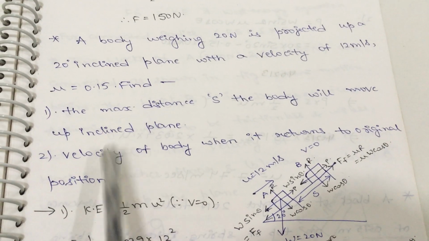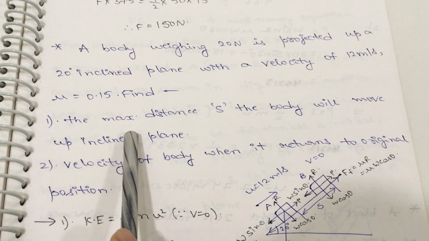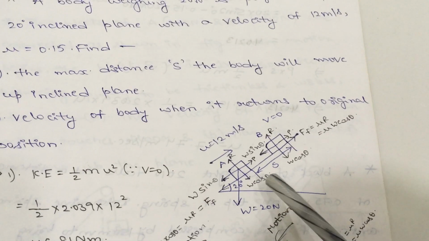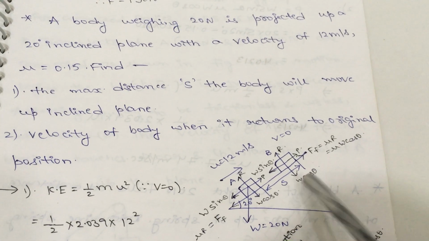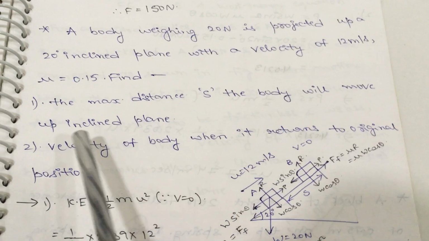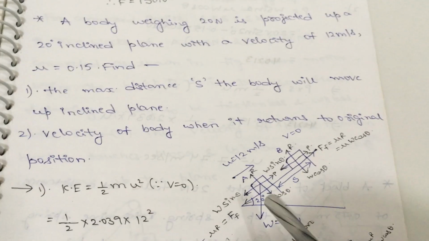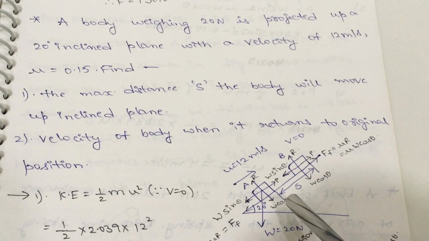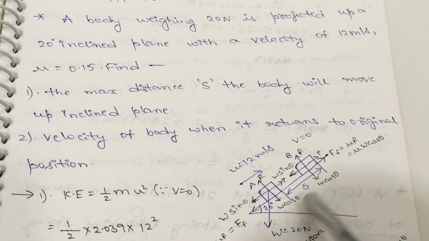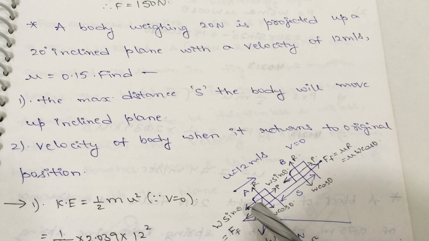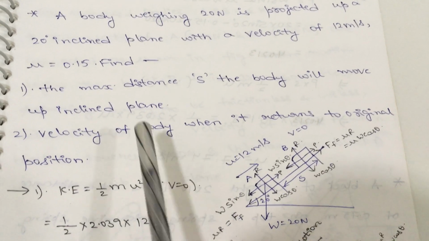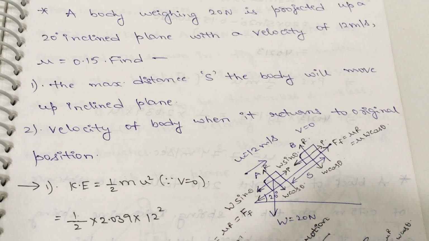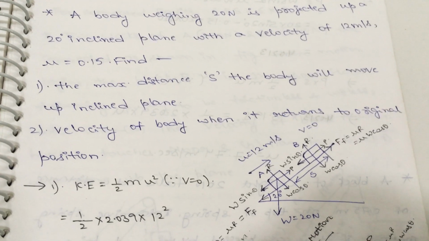And here again two bits are there. In the first bit they are asking us to calculate the maximum distance s, that is nothing but the displacement value. The body will move up the inclined plane. So when the body is moving in the upward direction, they are asking us to calculate the displacement value. It is traveling in linear motion only, so this problem will come under translation motion.